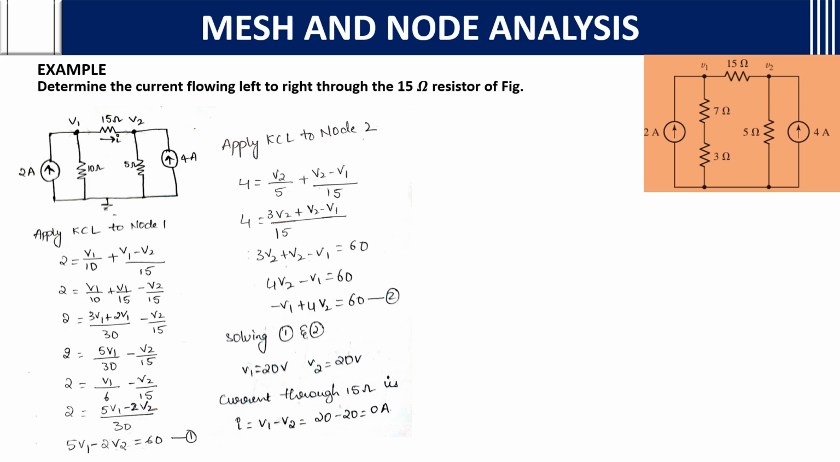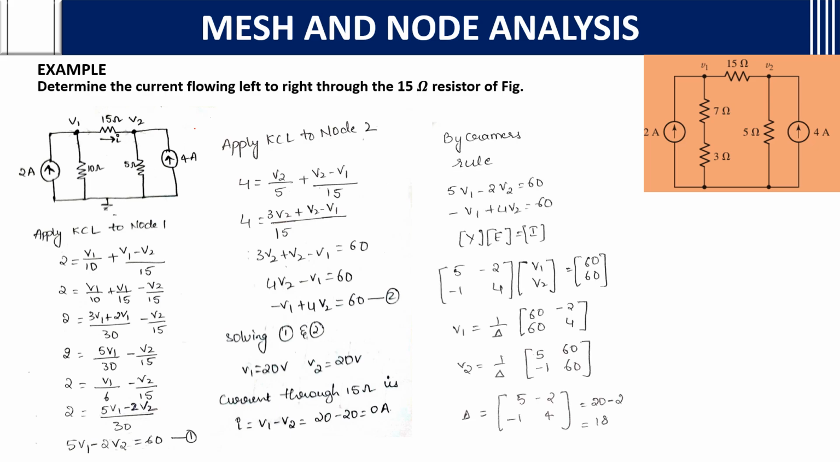This can also be found using Cramer's rule, as we have seen in the previous slide. I'll show how to do it using Cramer's rule. If you feel Cramer's rule is easy, you can use it to solve. If it is given in exams for 10 marks, then it is better to use Cramer's rule so that you will gain good marks. By Cramer's rule, first we need to write the equations. After writing the equations, write them in the form of a matrix.